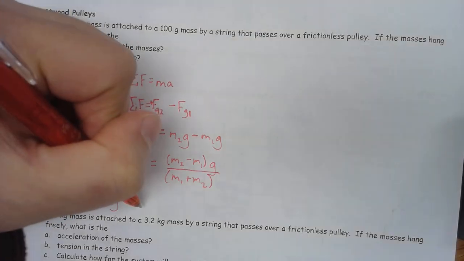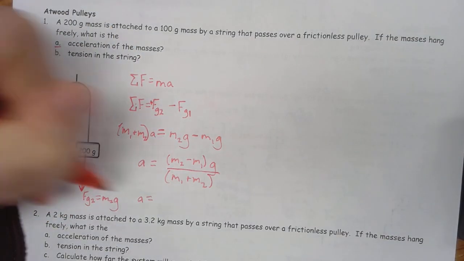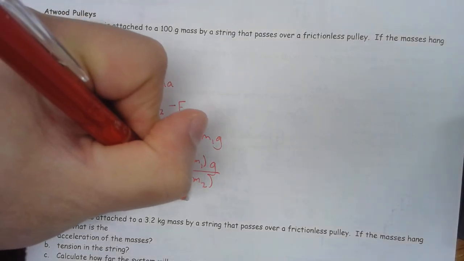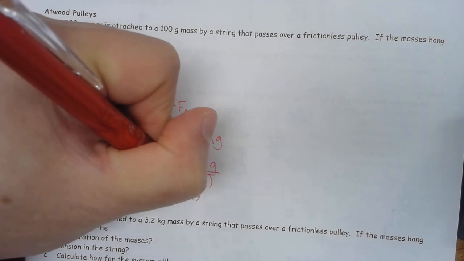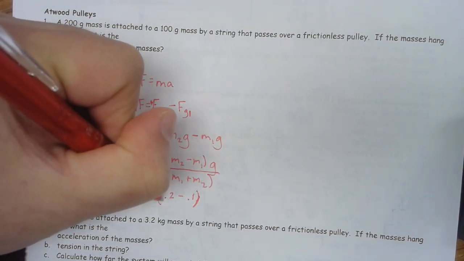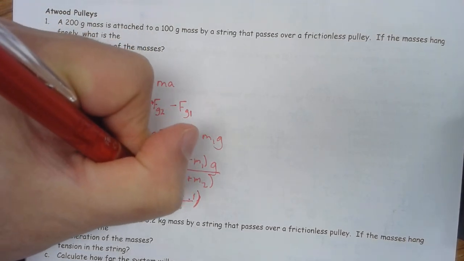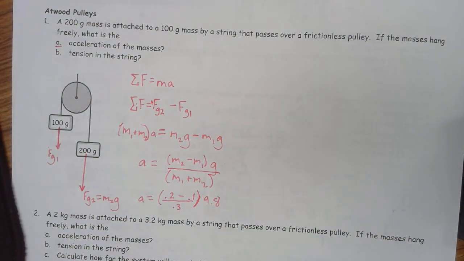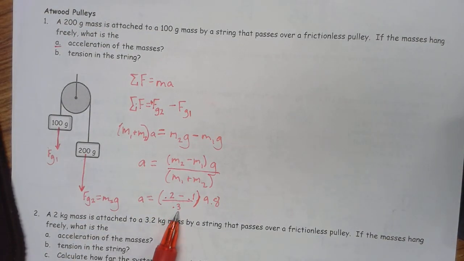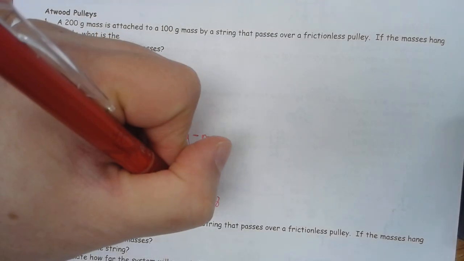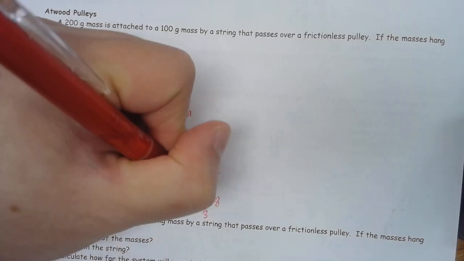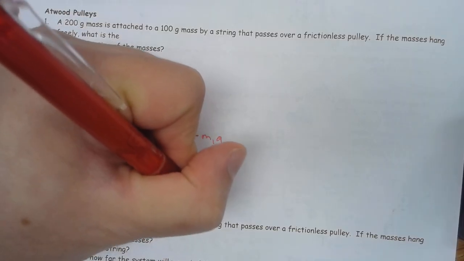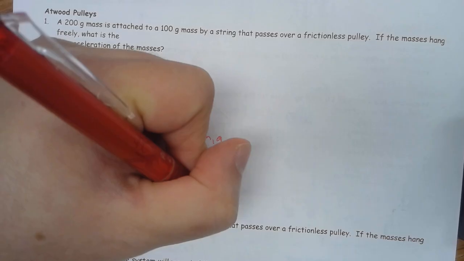But now we can plug in numbers. A equals 0.2 minus 0.1 over 0.3 times 9.8. And this is 1 over 3. So a third of 9.8. A third of 9.8 is 3. That's divided by 3. And then 2, 6.